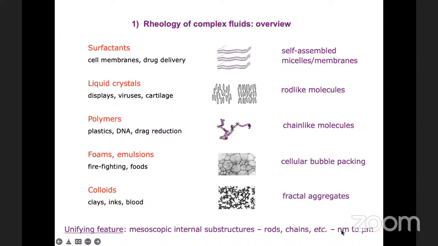By that, I mean on the scale of typically nanometers to microns, although maybe even millimeters in the case of foam bubbles, for example. So, for example, we might have long rod-like molecules in a liquid crystal, long chain-like molecules in a polymer, fractal aggregates in a colloid, bubbles or droplets in an emulsion.